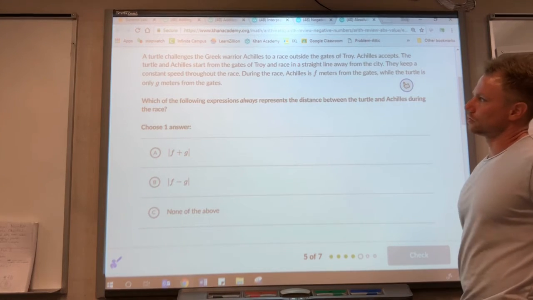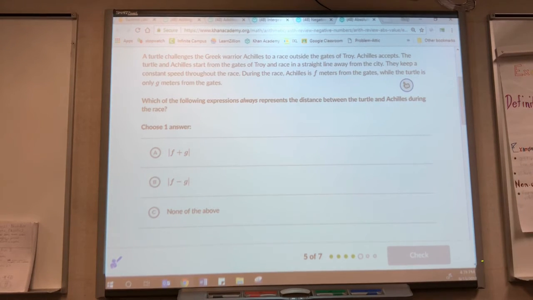A turtle challenges the Greek warrior Achilles to a race outside the gates of Troy. Achilles accepts. The turtle and Achilles start from the gates of Troy and race in a straight line away from the city. They keep a constant speed throughout the race. During the race, Achilles is F meters from the gates, while the turtle is only G meters from the gates.